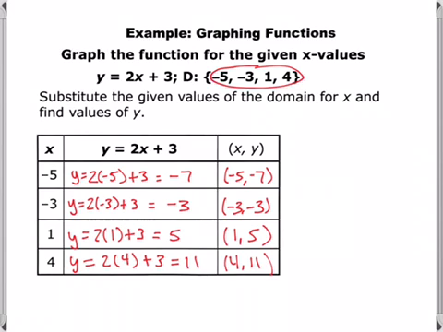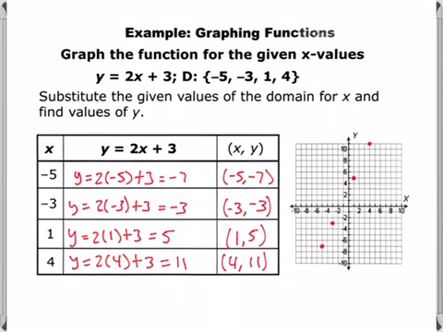And so these are our ordered pairs, and we want to graph these. And once we graph them, we'll be able to see the example of what our function rule looks like. So we put a point at -5, -7, -3, -3, 1, 5, and 4, 11.